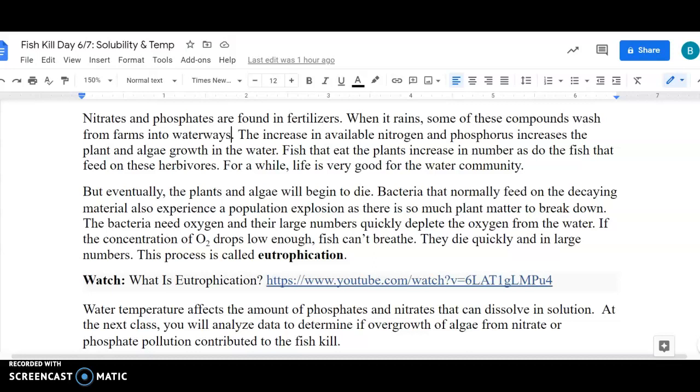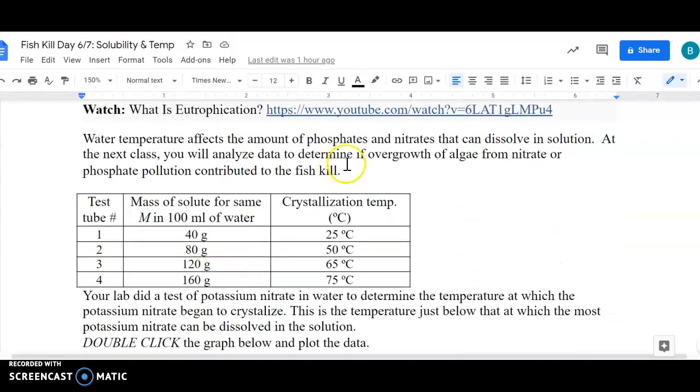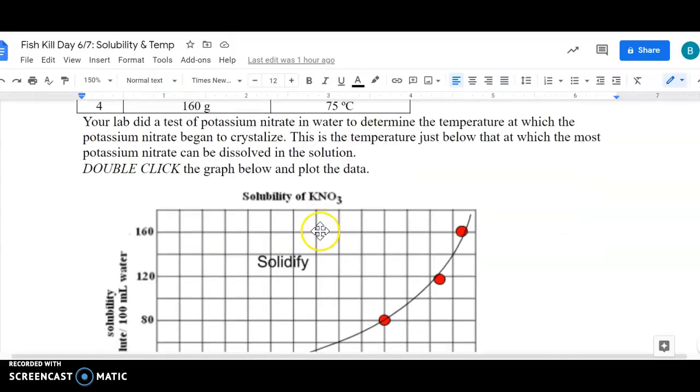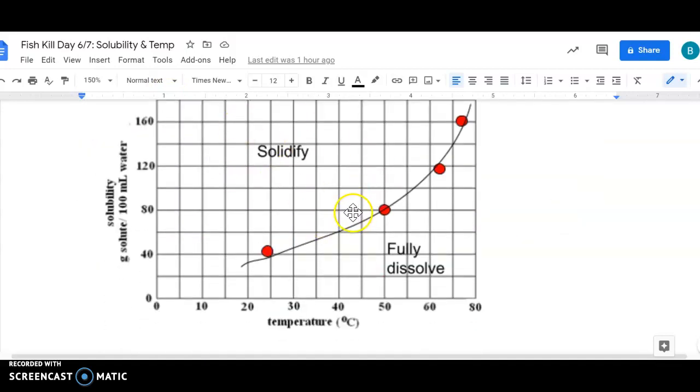Like when we looked at the algae blooms in Florida, the Gulf of Mexico. We also read this and then watched the video on eutrophication. Then we looked at the effects of temperature on the solubility. So we took these points here, 1 through 4, and we plotted them on the graph.